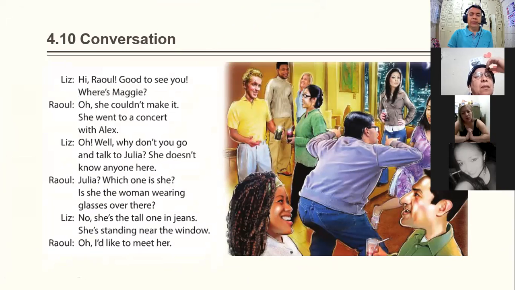"Oh, well. Why don't you go and talk to Julia? She doesn't know anyone here." "Julia? Which one is she? Is she the woman wearing glasses over there?" "No. She is the tall one in jeans. She's standing near the window." "Oh, I'd like to meet her." So Raul is very happy to see Julia, right? Okay, good.